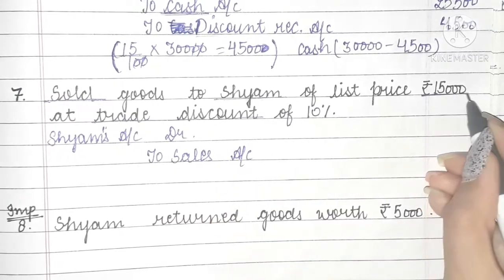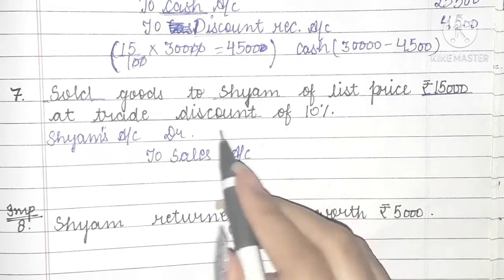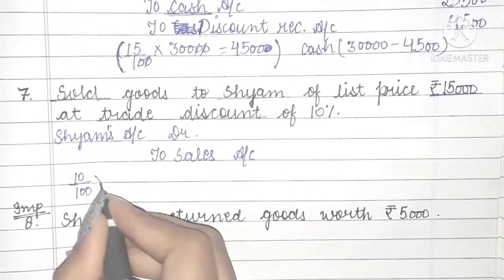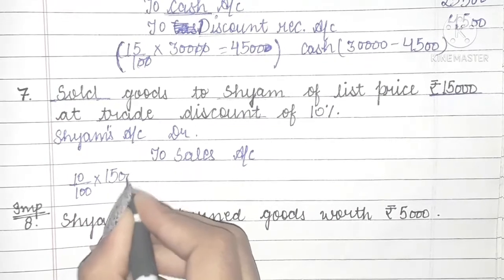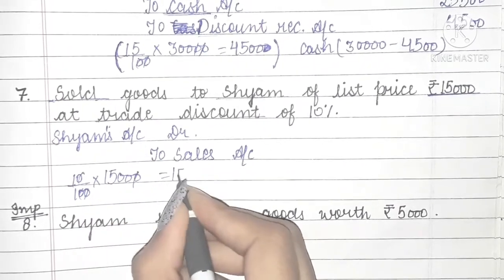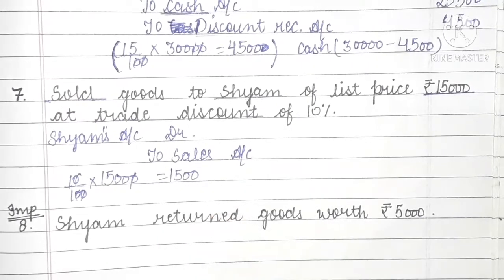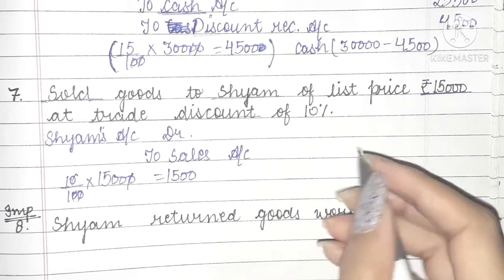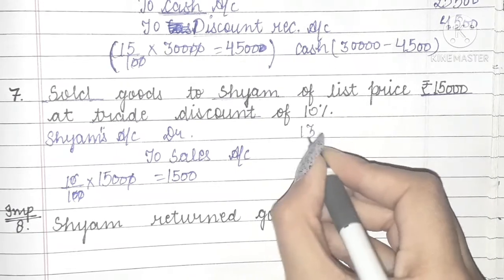Amount is rupees 15,000, but the discount is calculated, so 10% of 15,000. So this is 1,500 rupees, which is to be subtracted from this 15,000. So the sales will be of 13,500.